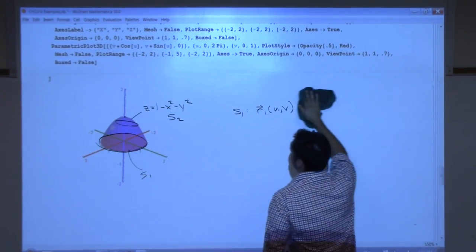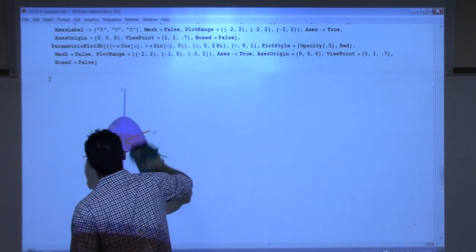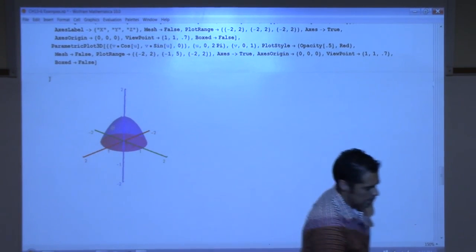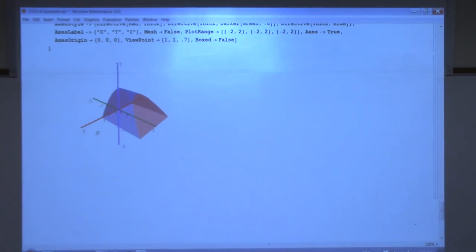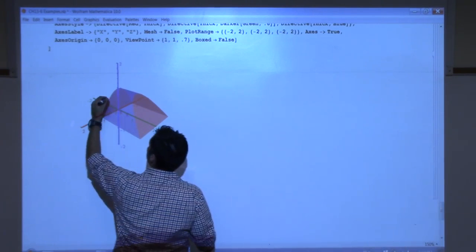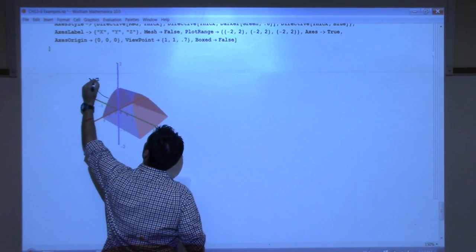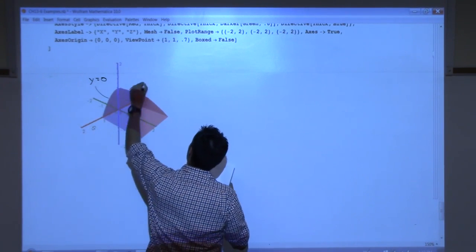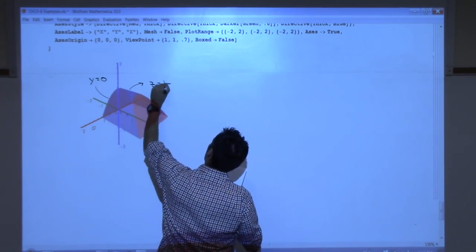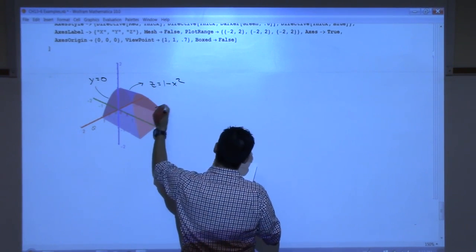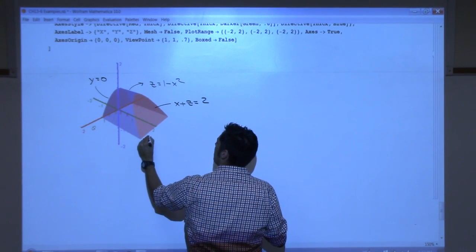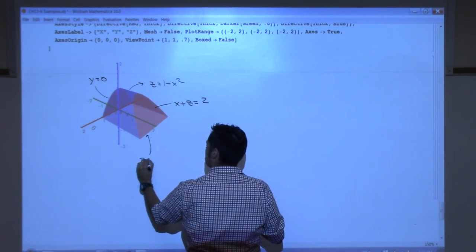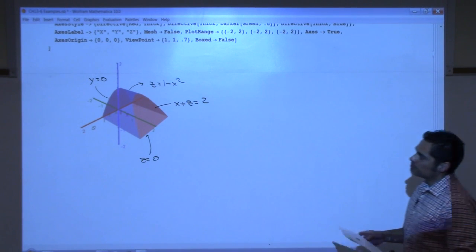I think there's one more, right? Okay. So I told you the back side of this, y is 0. This right here, z equals 1 minus x squared. This right here, x plus z equals 2. And then, of course, the bottom of this, z equals 0, which means it's flat on the ground.